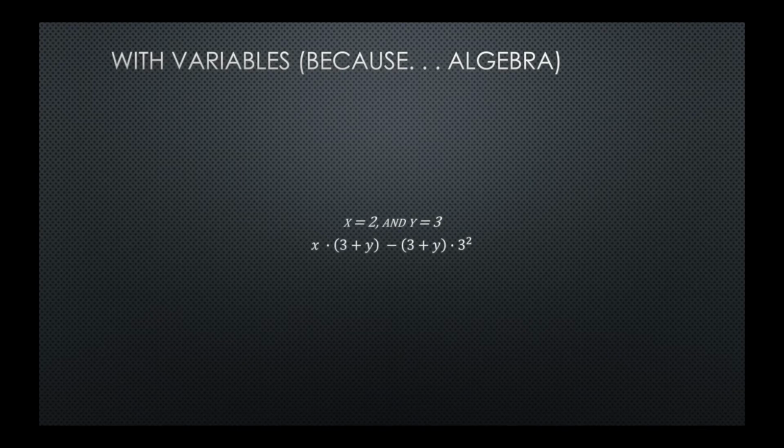Parentheses first, we'd have 2 times 6 minus 6 times 3 squared. Exponents next, that 3 squared turns into a 9, which would give us 2 times 6 minus 54, 6 times 9. So 2 times 6 is 12, 12 minus 54 would turn this whole thing into negative 42. All right, so there we go, order of operations.